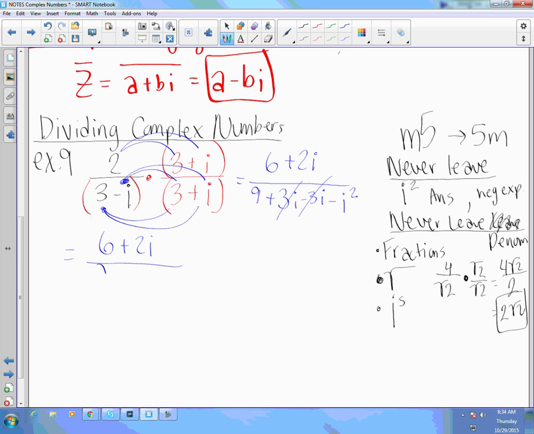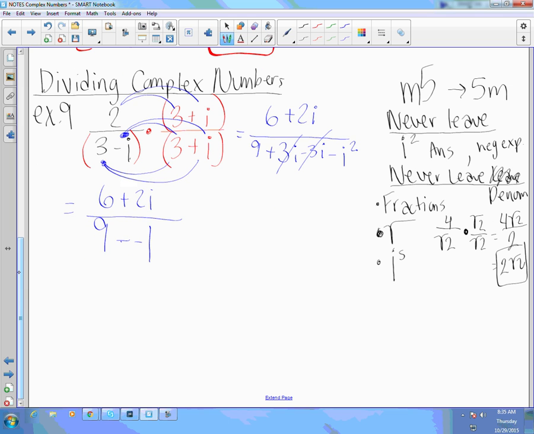I'm left with a 9 minus, in the i squared, actually a real number. What is i squared? Negative 1. What did I do wrong? I do minus a negative 1. So be careful there. It's minus a negative 1. And all the i's are gone. So I get 6 plus 2i over 9 plus 1, which is 10.